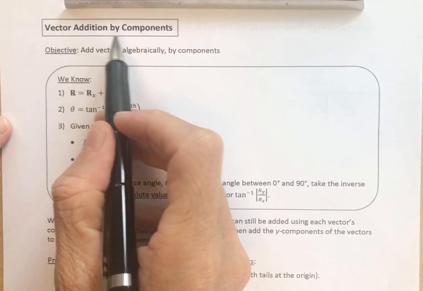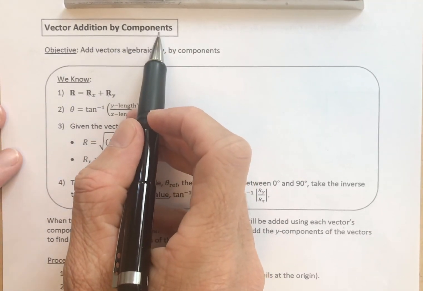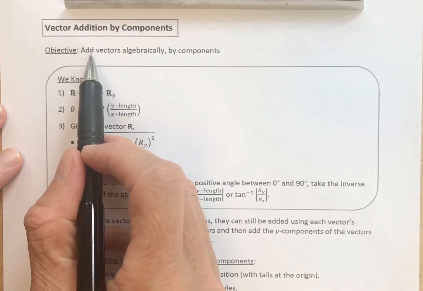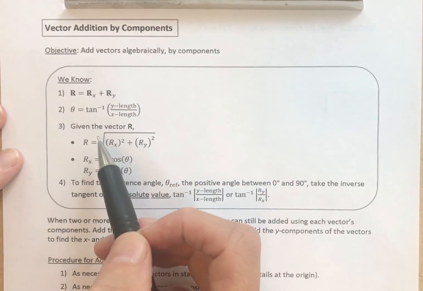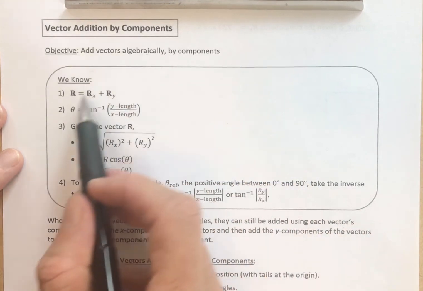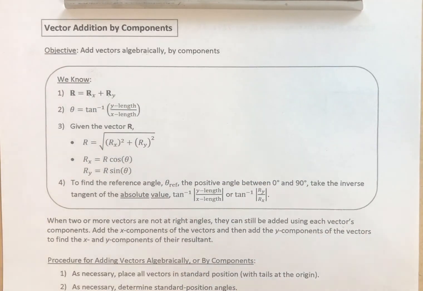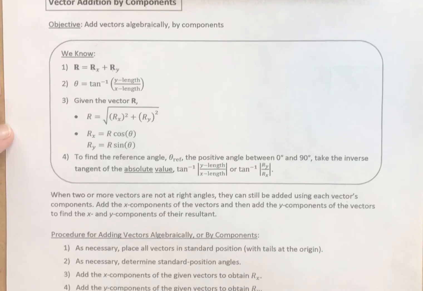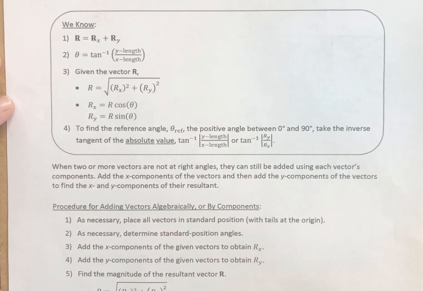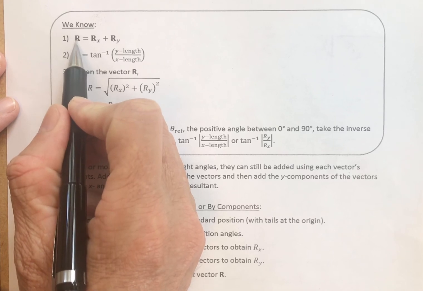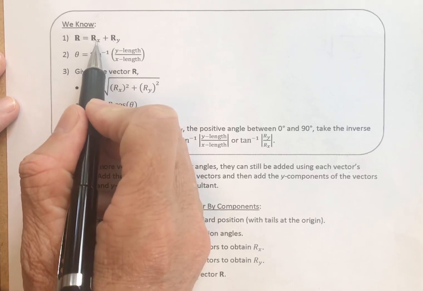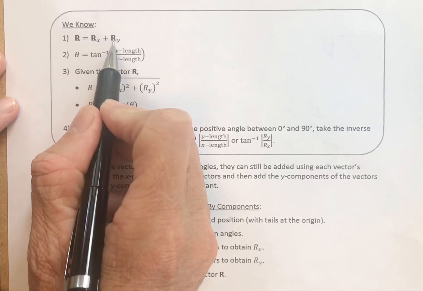Vector addition by components. Our objective here, we want to add vectors graphically or by components. All right, we're going to pull in a number of ideas from previous video lectures. Let's take a look. We know that a vector, resultant vector, is made up of an x component and a y component.